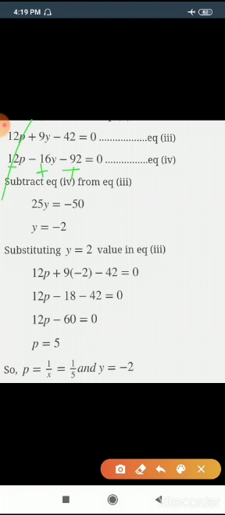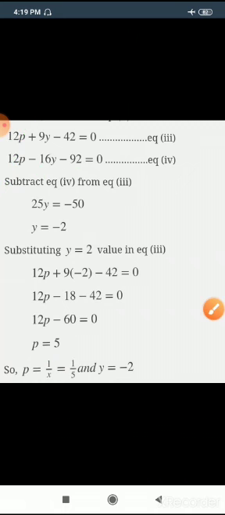Substituting y is equal to minus 2 in the third equation, 12p plus 9 into minus 2 is equal to 42. 12p minus 18 is equal to 42. From that, p is equal to 5. We considered p as 1 by x. So 1 by x is equal to 1 by 5 and y is equal to minus 2. From that, x is equal to 5. So x is equal to 5 and y is equal to minus 2 are the solution for the given pair of linear equations.